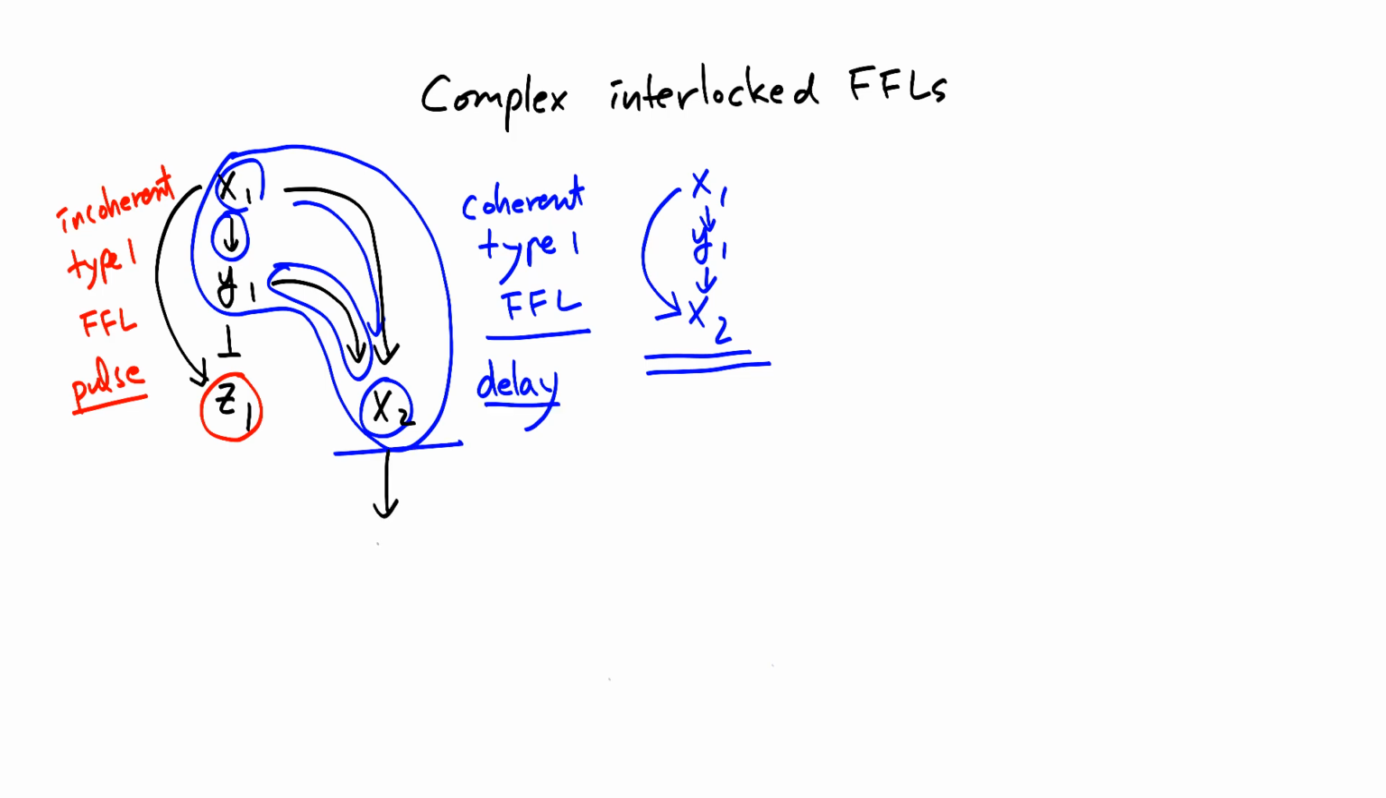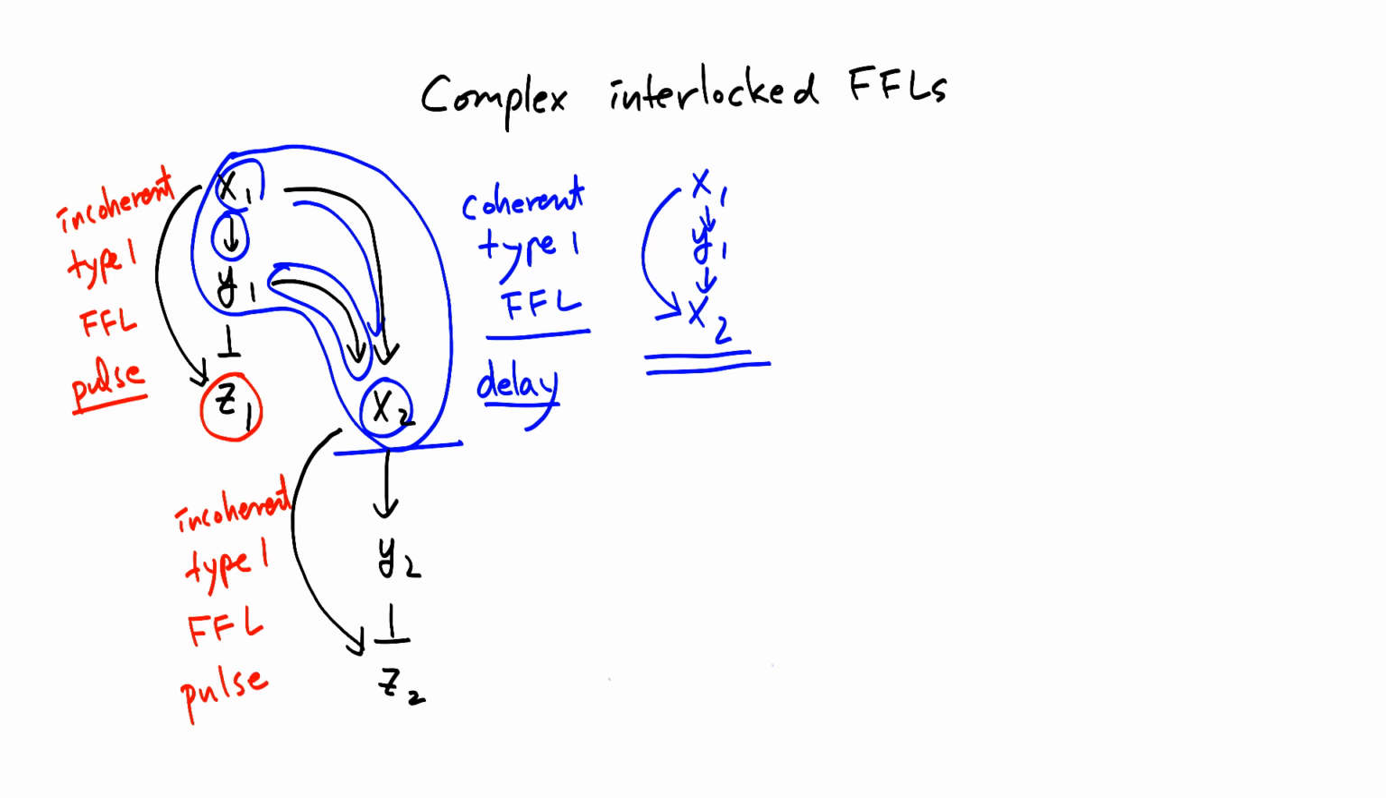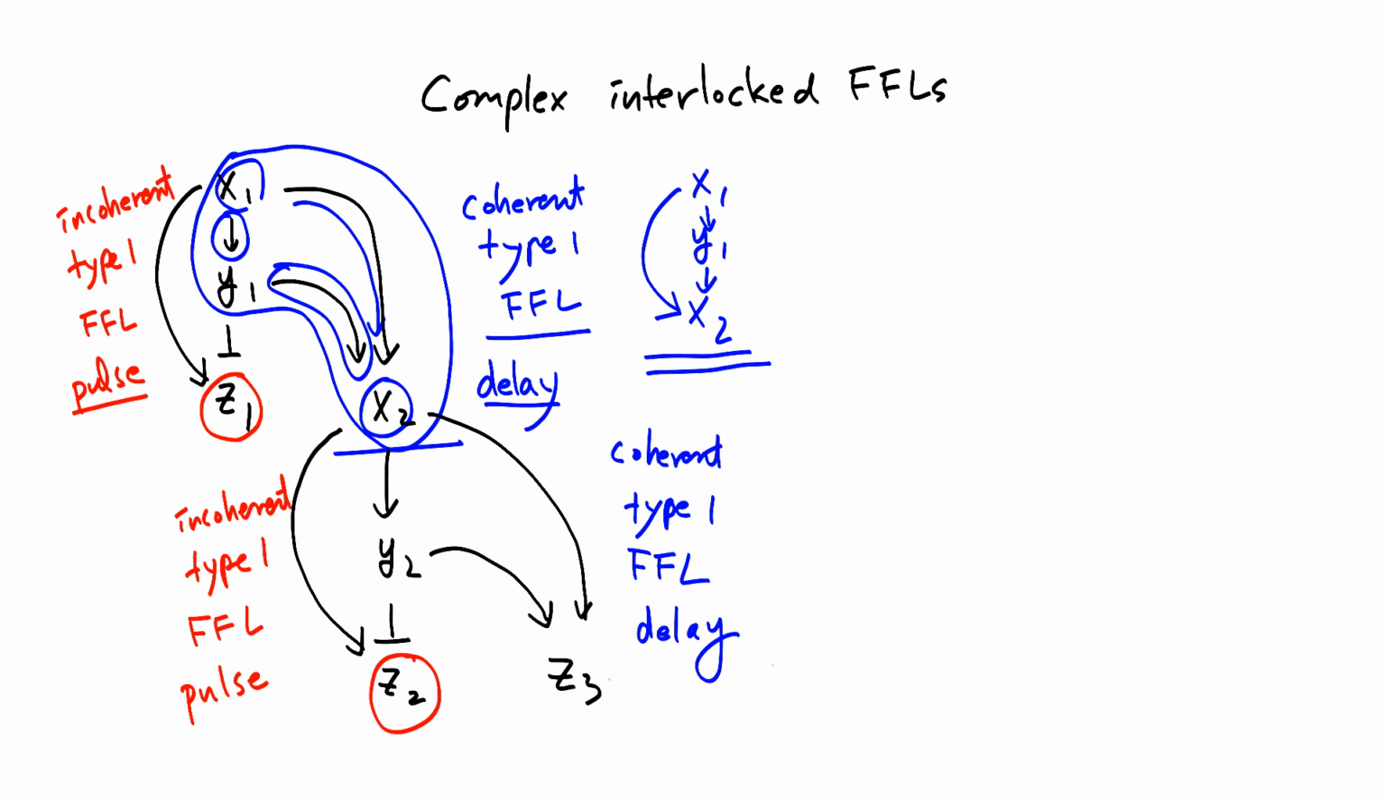Now, X2 activates Y2, and Y2 inhibits Z2, and X2 activates Z2. We have another incoherent type 1 FFL, which causes pulse-like expression in Z2. And finally, X2 activates Z3, and Y2 also activates Z3. And again, we have a coherent type 1 FFL, which causes delay in Z3 expression.